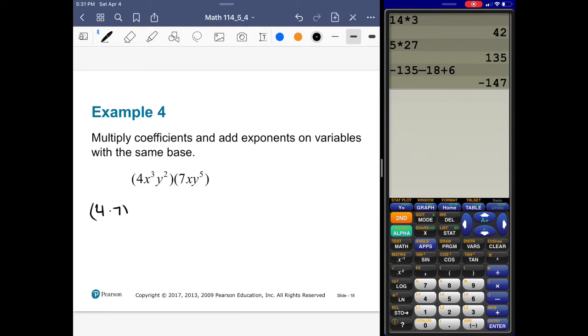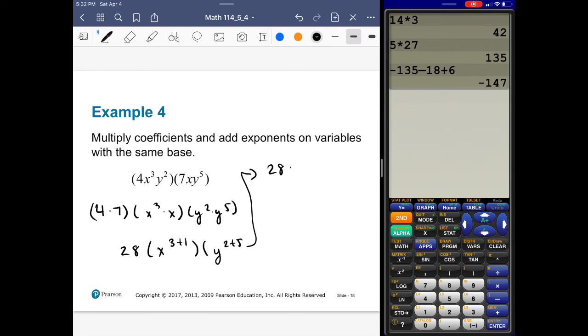4 times 7, x cubed times x, and y squared times y to the fifth. So 4 times 7 is 28. We have variables of x, which is the same base. Therefore, the exponents will be adding. Same for the y, same base. Therefore, the exponents will be adding. So I have 28x to the fourth y to the seventh.